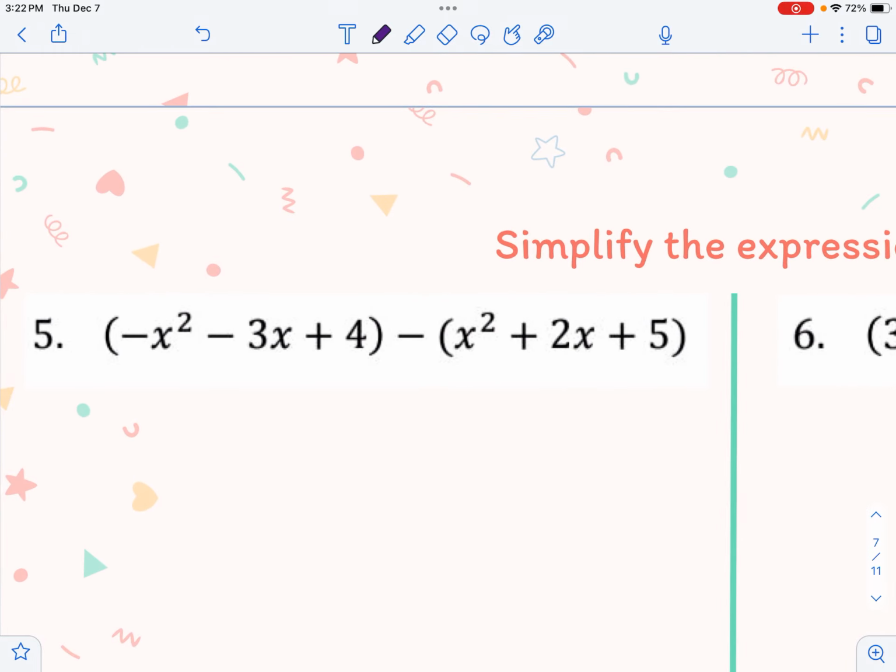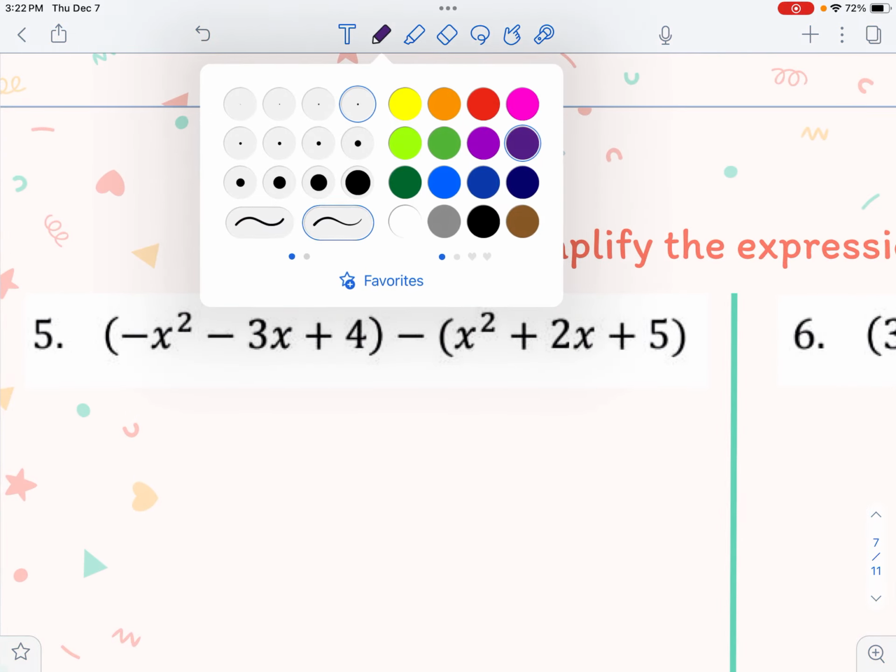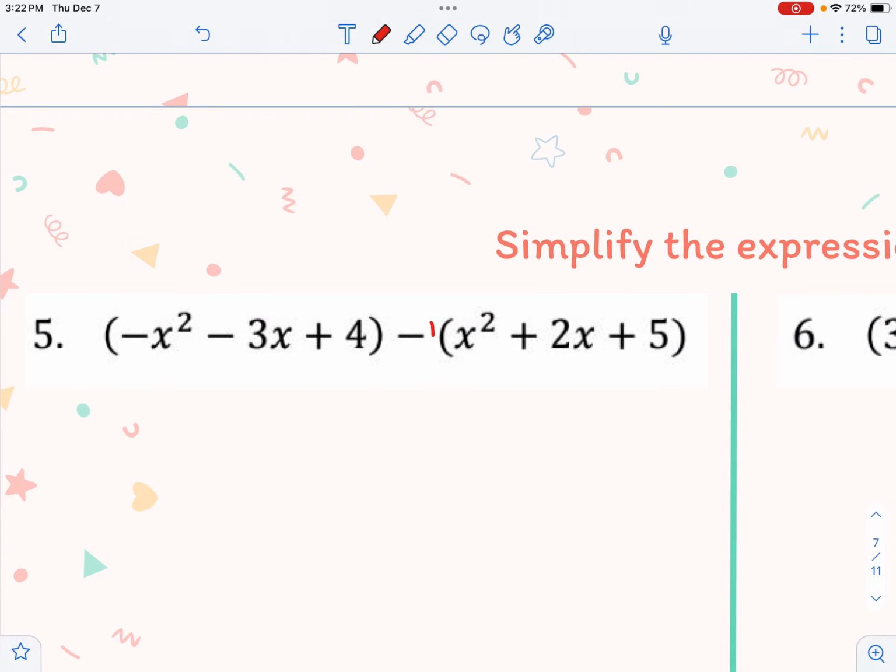So I guess, like I said, run that negative through there. If that doesn't make sense, just multiply through by a negative 1. So the first polynomial, you don't do anything to. You're not subtracting that, so it stays negative x squared plus minus 3x plus the 4 here. I'm subtracting this polynomial, so negative 1 times x squared, that's negative x squared.